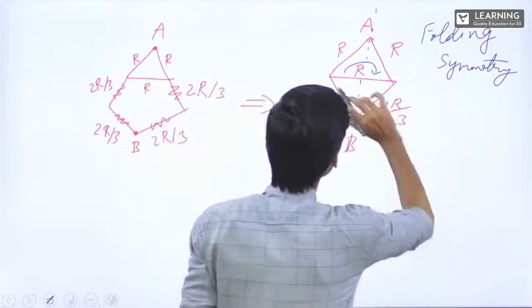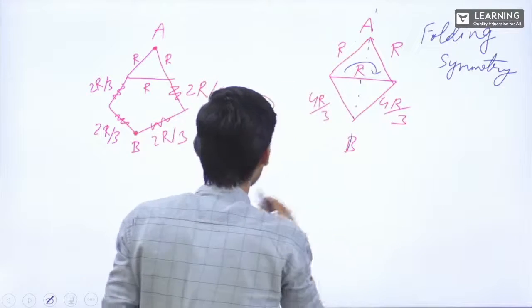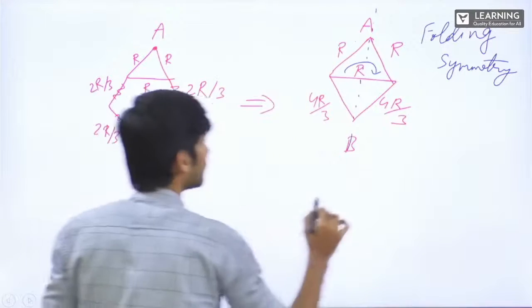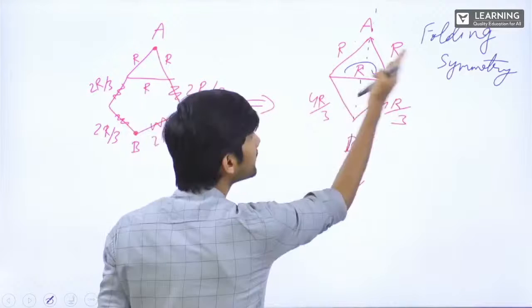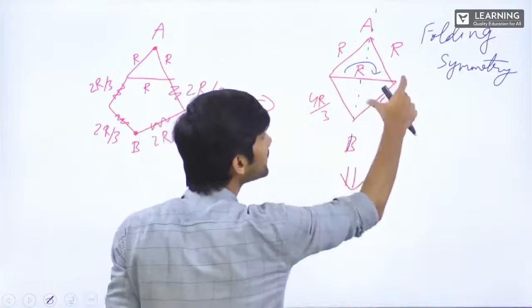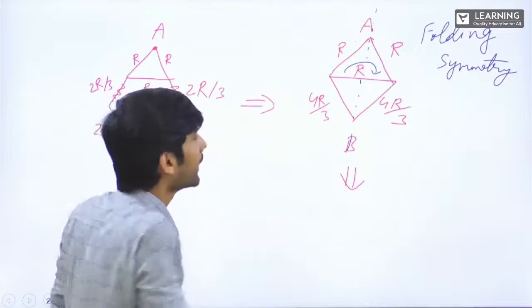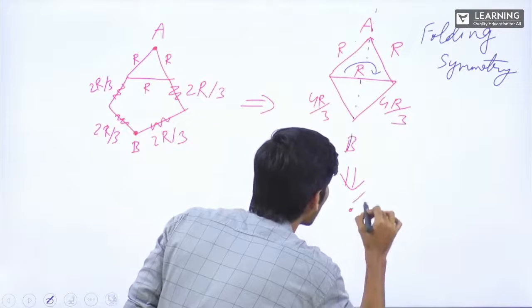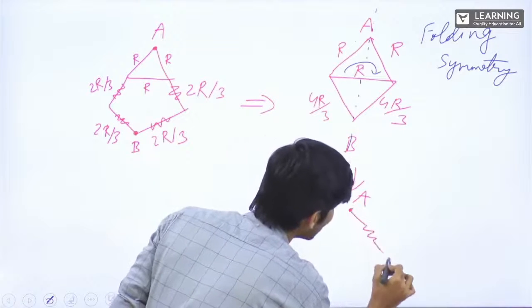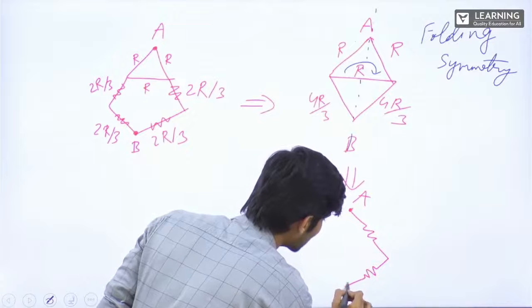So now see, this is a folding symmetry. If I fold it like this, how will the circuit become? I told you when we fold it, then this and this will be parallel, this and this will be parallel, right? So these resistances will become half. And this one, if I fold it, see this is A, this will be one resistance, this will be one resistance, this is B.